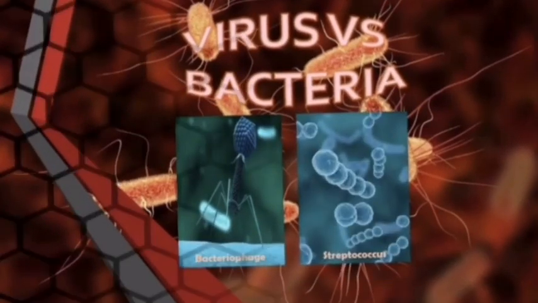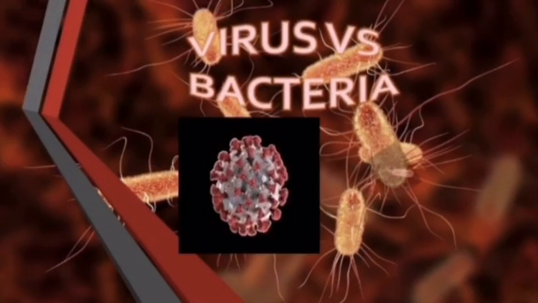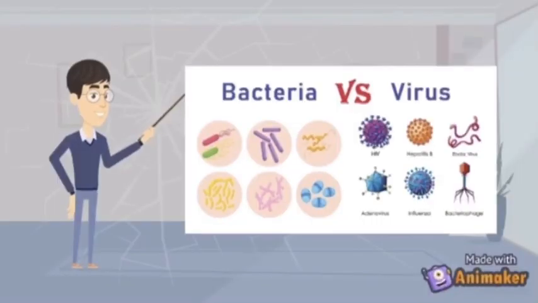What are the differences between bacteria and virus? Bacteria cell wall is made of peptidoglycan and lipopolysaccharide, while virus have no cell wall. Bacteria have ribosomes while virus have no ribosome.